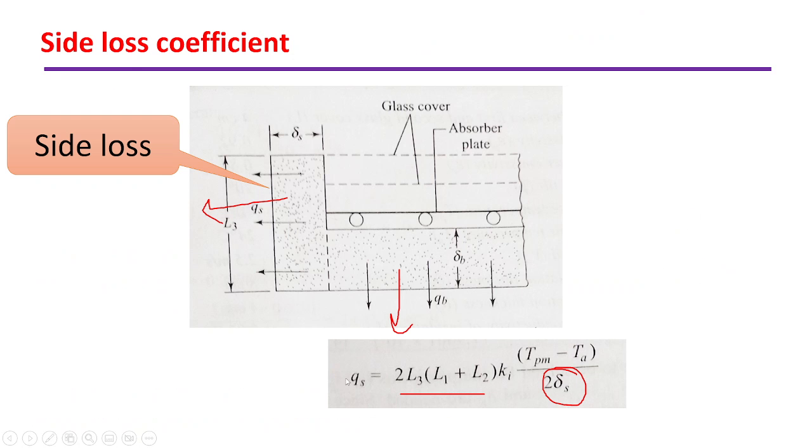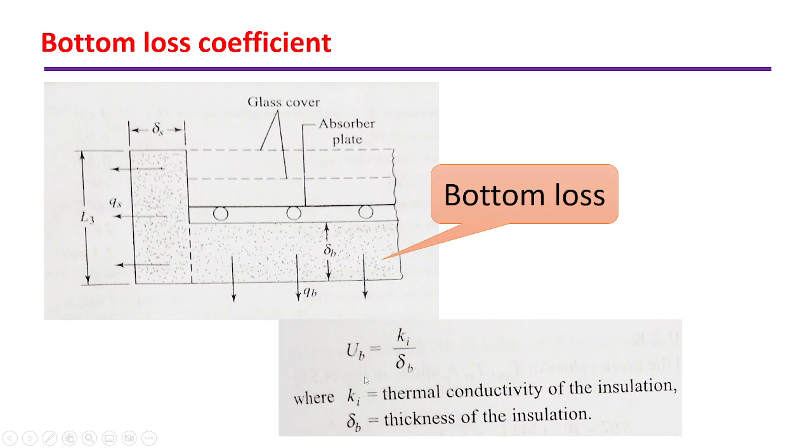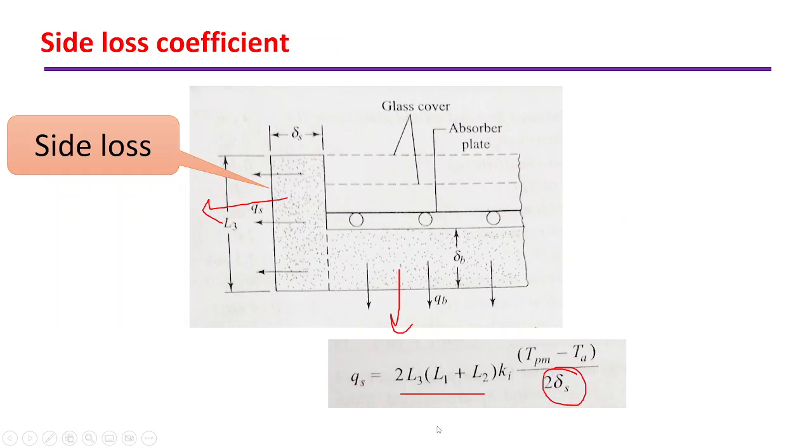Similarly, we have to calculate the bottom losses. Bottom loss is Ki upon delta B, where Ki is the thermal conductivity and delta B is the thickness of insulation.